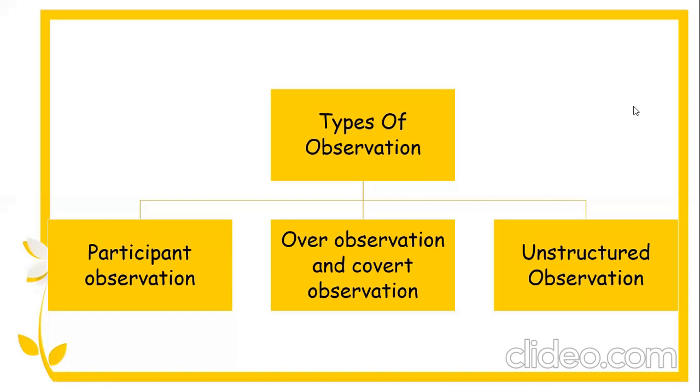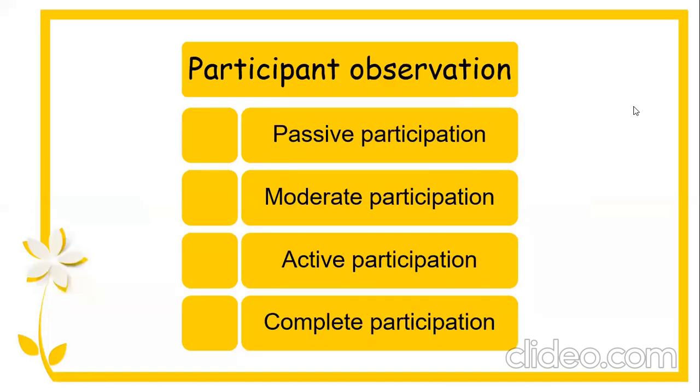Also, the name is unstructured because the researcher doesn't know exactly what will be observed. And then in conducting observation, the researcher doesn't use a standard instrument, but only observation signs. And in participant observation, there are 4 kinds based on Susan Stainback. The first is passive participant, moderate participant, active participant, and then complete participant.